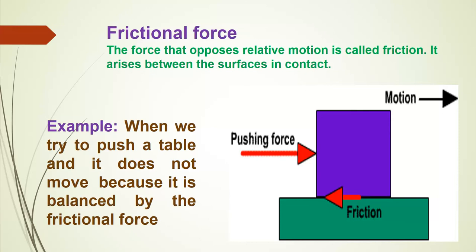It arises between the surfaces in contact. Means whenever two surfaces are in contact and one of the surfaces tries to move, then the friction will come into action and it will oppose the motion. Suppose you are pushing towards right, then frictional force between the two surfaces in contact will be towards left. That means when we push a table and it does not move, then it means it is balanced by the frictional force.